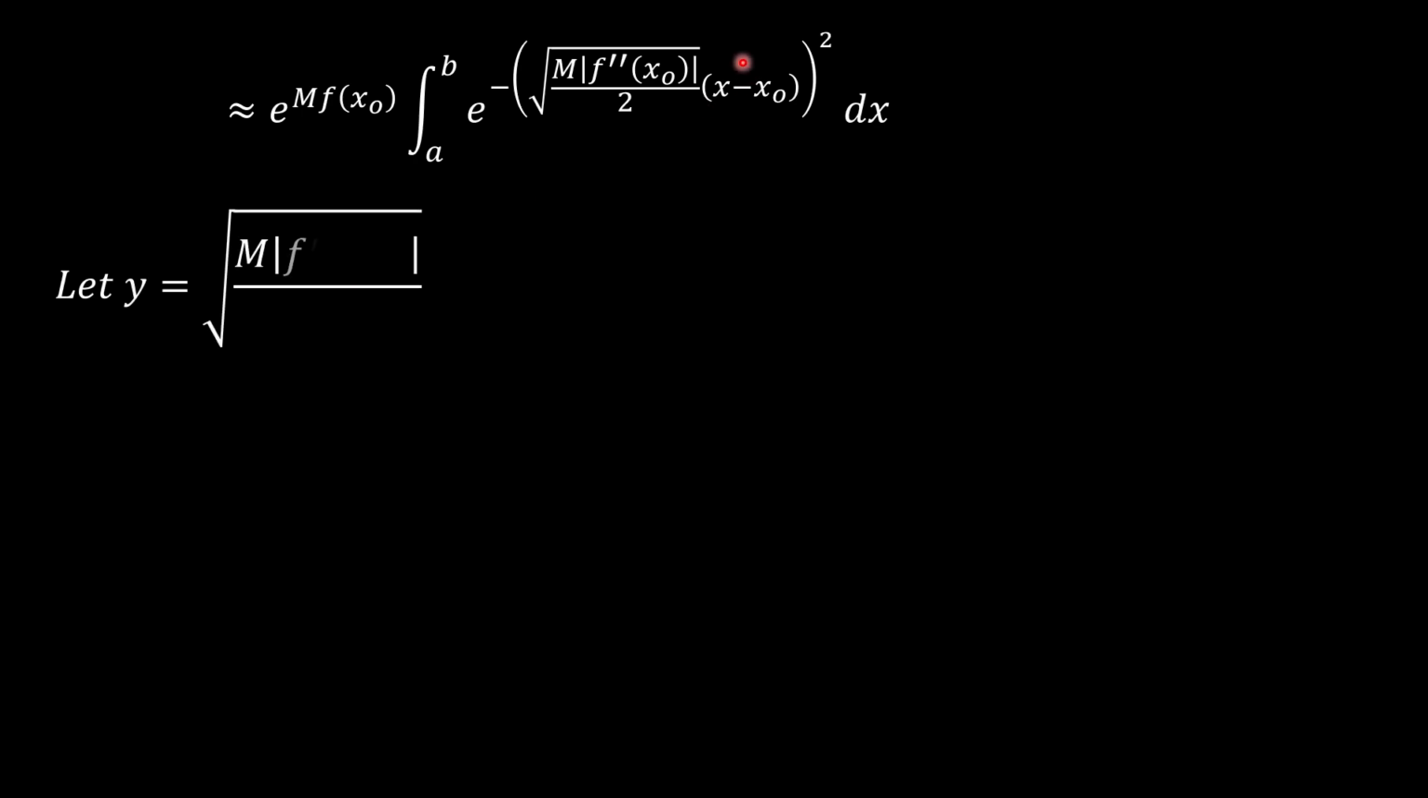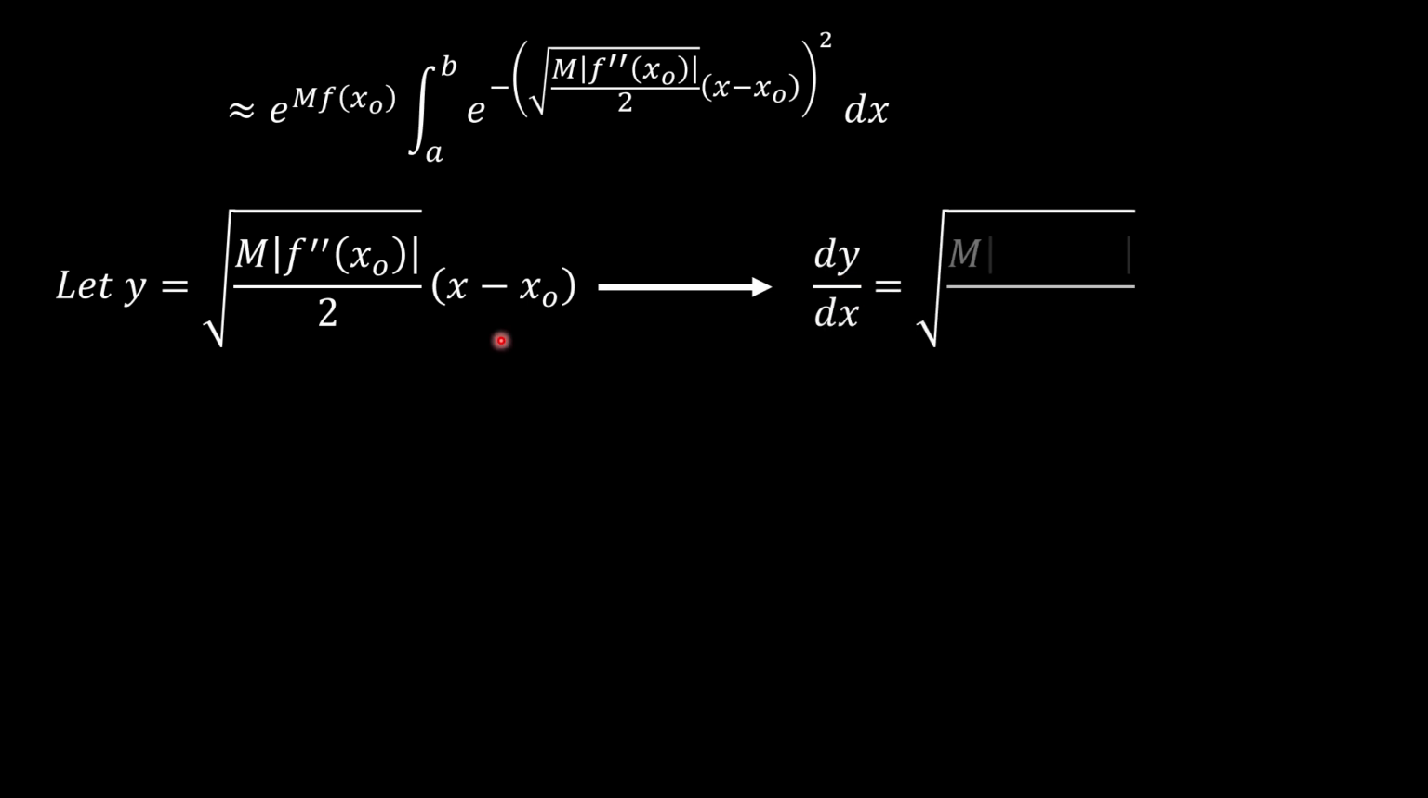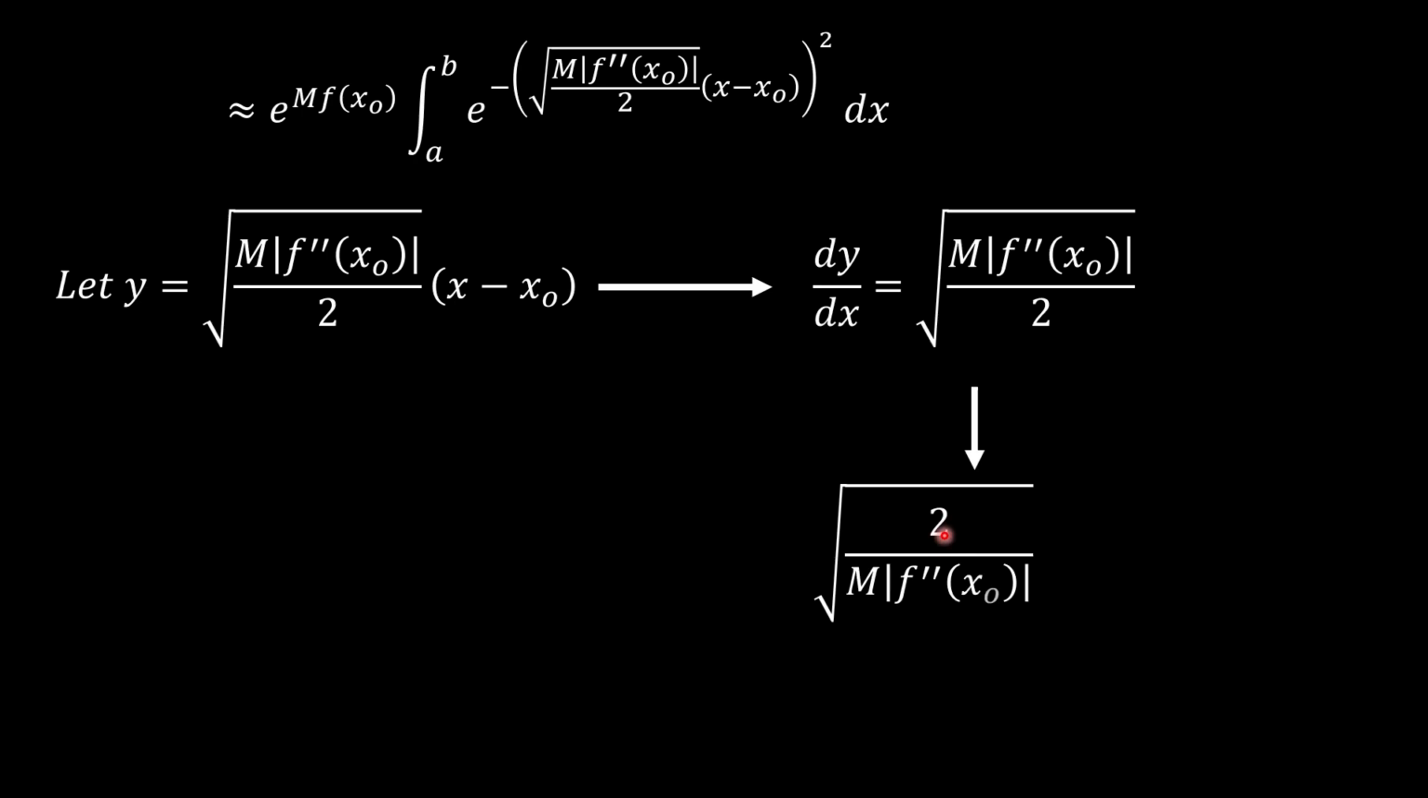So this is where we had our problem previously, right? Let's say let y be equal to everything within the bracket here. And so dy/dx would be equal to this constant value. In other words, when we multiply both sides by the reciprocal of this, we say now that the square root of 2 over m times the absolute value of f double prime x naught dy can be used to substitute for dx, which is a good thing.